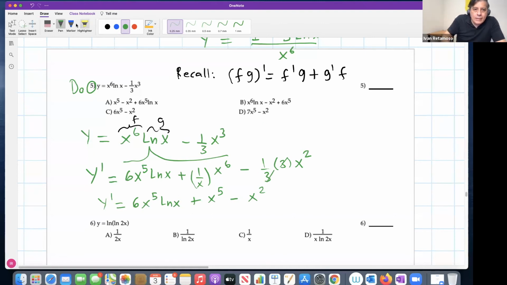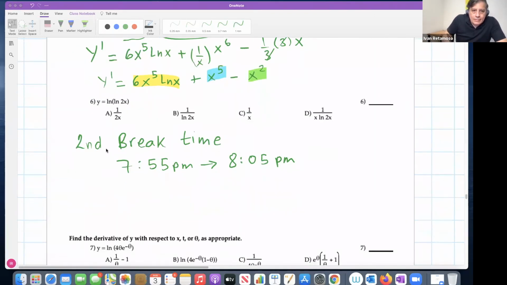What I was trying to say is that this guy appears at the end, right? Mathematicians push the complicated stuff to the end. The simple stuff, they bring it up. So then the x to the 5th is here. So don't get lost, guys, if you're looking at this. And the x squared is here, right? Everything's there. Very good, guys. Number 6, let's try to do it together.